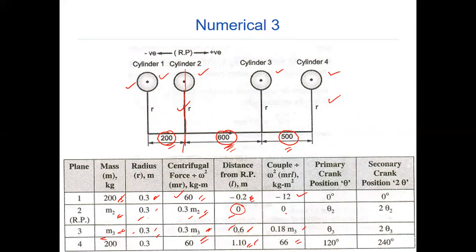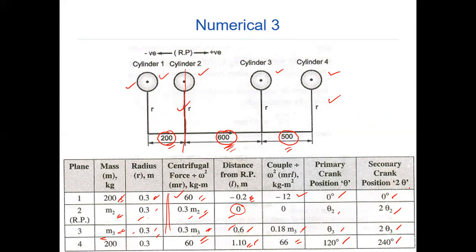So in this couple, only one unknown. If you see in the force, there are two unknowns, but in couple, only one unknown. Now, theta. The crank 1 is 0, crank 4 is 120 degree. Theta 2 and theta 3 are not known. And for the secondary crank, you multiply this value with 2. 2 into 0, 0. 2 into theta 2, 2 theta 2. 2 into theta 3, 2 theta 3. And 2 into 120, 240.